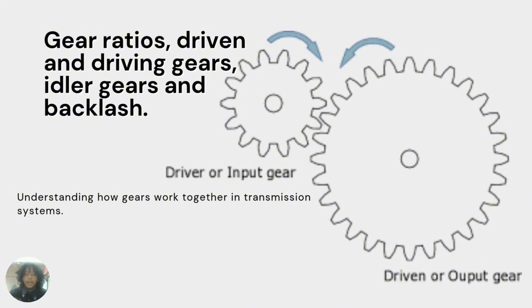Good day, everyone. For my part, I'll be explaining gear ratios, driven and driving gears, idler gears, and backlash, all of which are important in how power is transmitted through gear systems. Gears work together by transferring motion and torque between rotating shafts, depending on how the gears are arranged. We can control the speed, direction, and power of the output. So let's begin with gear ratios, which basically describe how fast one gear turns compared to another. Understanding this helps us see how machines adjust speed and strength for different purposes.